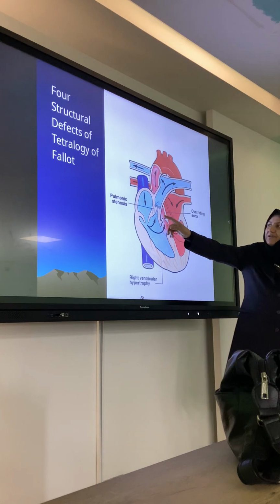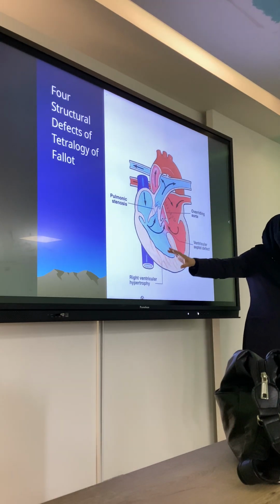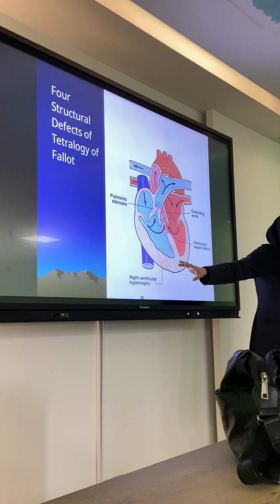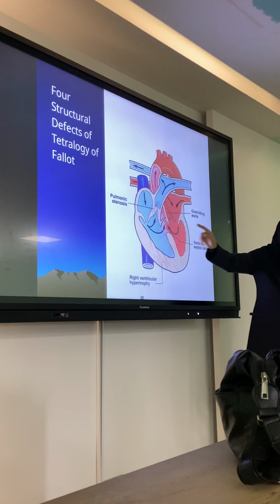Stenosis in the right led to hypertrophy of the right. Are you agree? Yes. What about the left? Pay attention. Number 3, ventricular septal defect. You have a defect between the 2 ventricles.